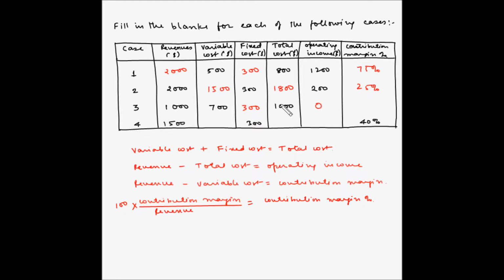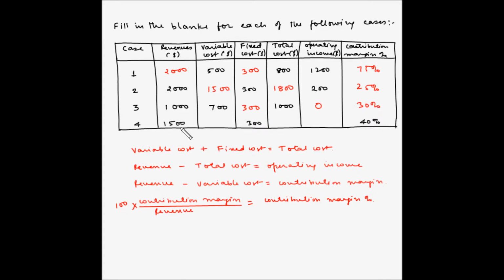Now contribution margin is revenue minus the variable cost. So 1000 minus 700, which is 300. And contribution margin percentage is contribution margin divided by revenue. So 300 divided by 1000 and multiplied by 100. So 300 divided by 1000 is 0.3, and 0.3 multiplied by 100 is 30%.